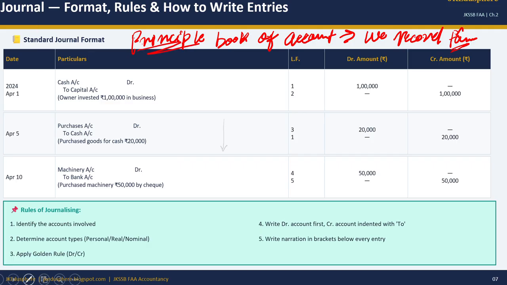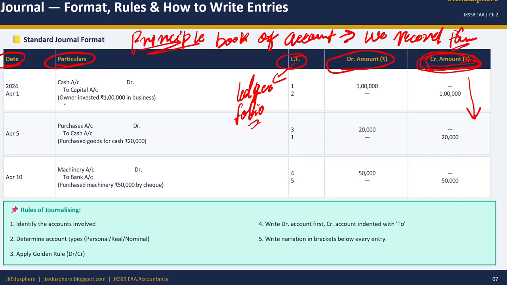So the standard format of a journal is: we record date, then particulars, and ledger folio. LF, we have got a direct question: what is the full form of LF? This is ledger folio. On the left side we write debit, and on the right side we write credit. And this is the narration that we write underneath in brackets. This is also part of the syllabus, and most teachers have not taught this.